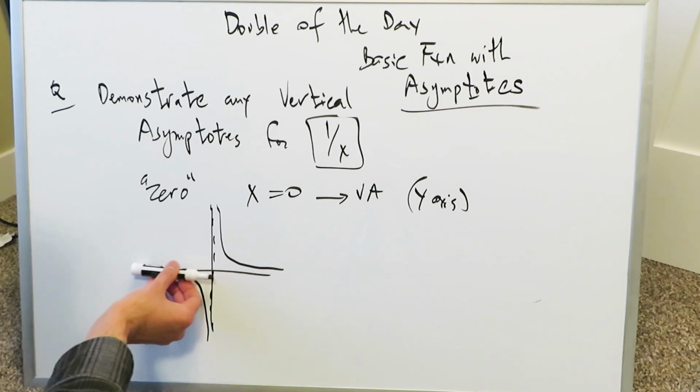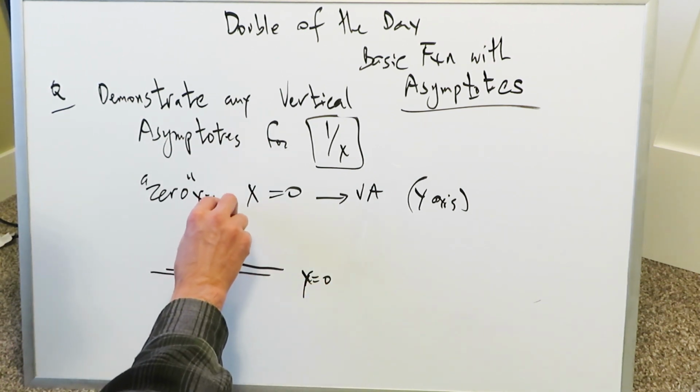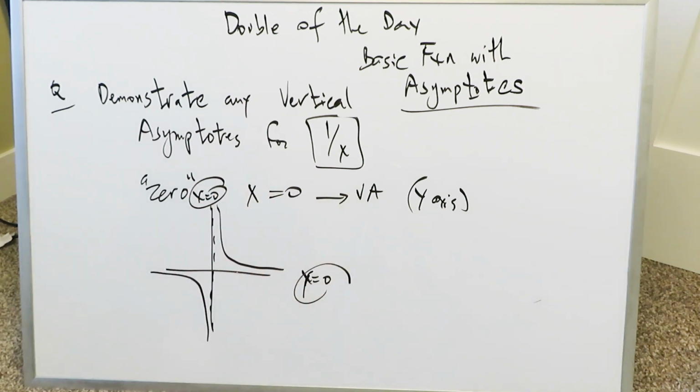And it also happened to have the x-axis as your horizontal asymptote. Your y equals 0 and your x equals 0 are your two asymptotes for this specific function, which is a very basic rational function.